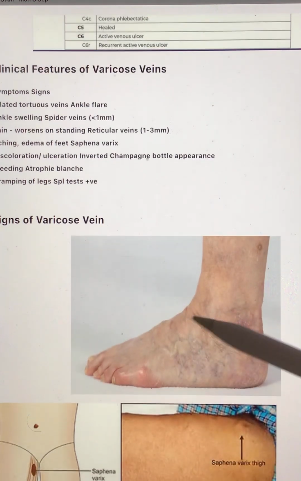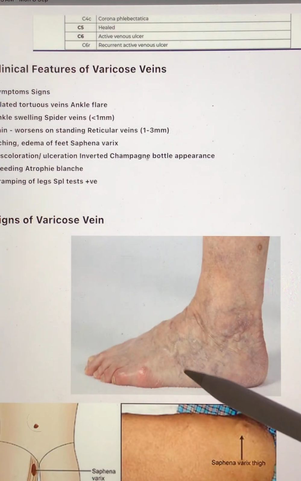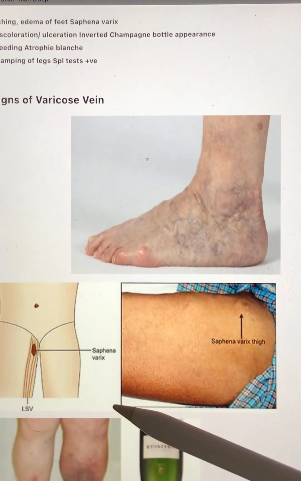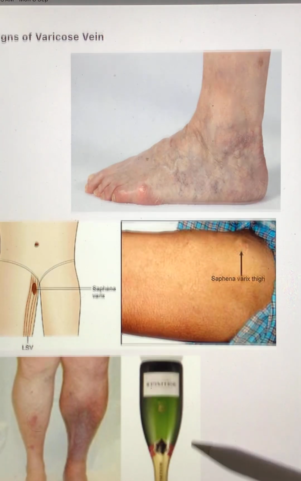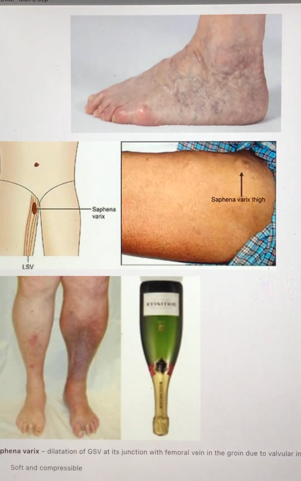So signs of varicose vein, this you can see: champagne bottle, and saphenous varix in the inguinal femoral region. Saphenous varix. This is champagne. Saphenous dilatation at the junction with the femoral vein in the groin due to valvular incompetence. Soft, compressible, expansile, a cough impulse and fluid thrill is present.